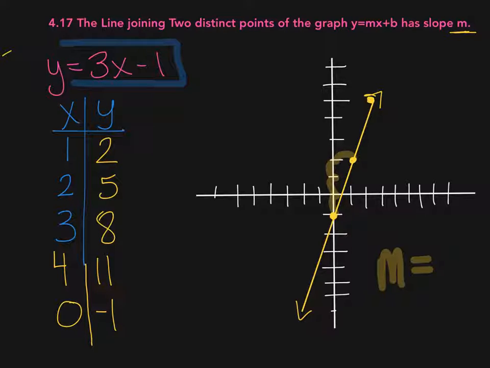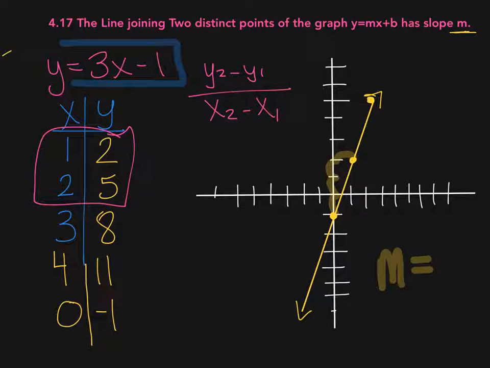Let's come and use our slope formula. So I've written in my slope formula, and now let's substitute values in. How about we use these 2 sets of ordered pairs here? So y2 would be 5, y1. So 5 minus 2 over 2 minus 1. 5 minus 2 is 3. 2 minus 1 is 1. So there again we have it, my slope equaling 3.